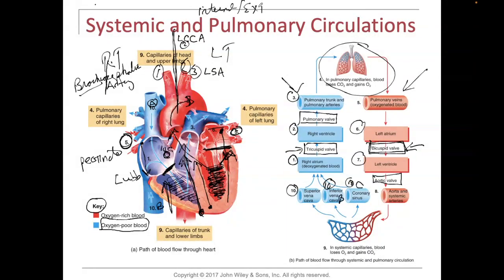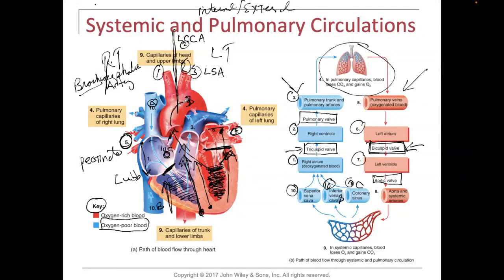Now, anytime you hear the word common, it's safe to assume that it will divide into an internal and external something. So the left common carotid will divide into a left internal carotid and a left external carotid. The external carotid stays external. The internal carotid is going to feed the brain. Okay, so keep that in mind. Anytime you hear the word common, think, okay, it's going to divide into an internal and external something for the most part.